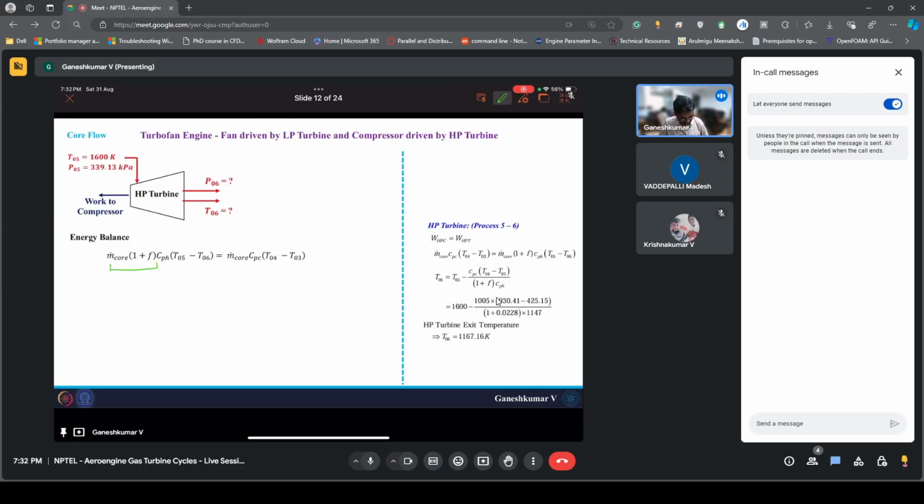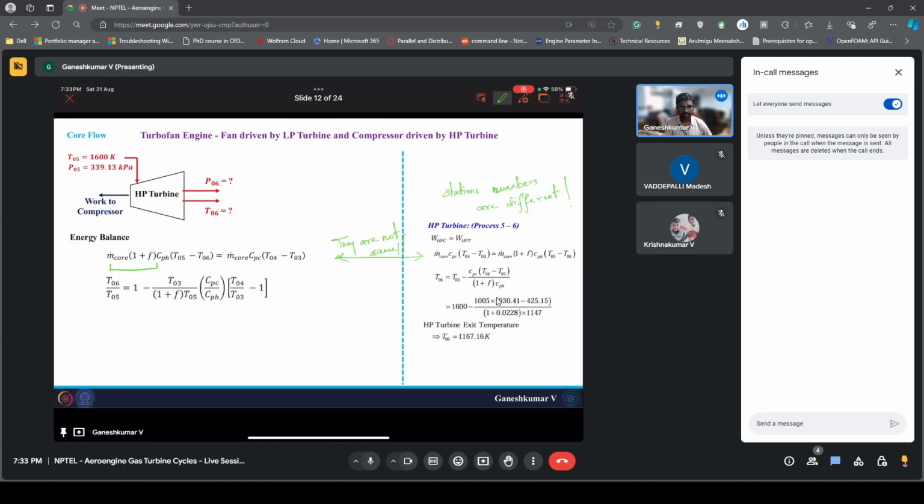Although the numbers here may look the same, these two equations are not the same, because the station numbers are different. The equation might look the same, but they are not the same. So please be careful, and hence you will have different temperatures, which we found out.